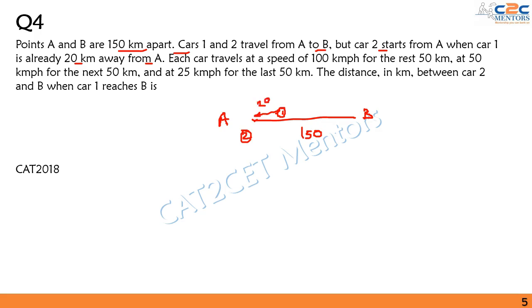We are also given that each car travels at the speed of 100 kilometers per hour for the first 50 kilometers, that is, the first leg after starting, 50 kilometers per hour for the next 50 kilometers, and 25 kilometers per hour for the last 50 kilometers. Okay, so as car 1 has a head start of 20 kilometers, we are asked that when car 1 reaches B, what will be the distance between car 2 and B? This is asked to us. Now, we are given that for the first 50 kilometers, speed is 100 kilometers per hour.